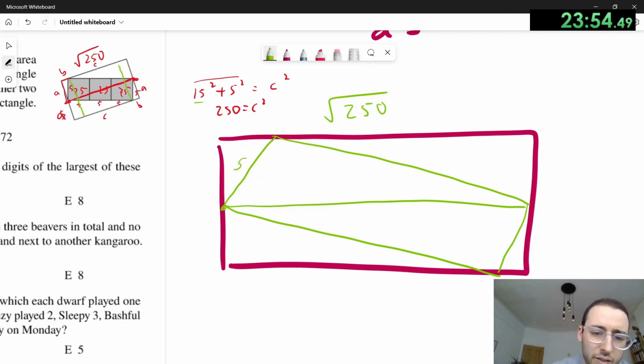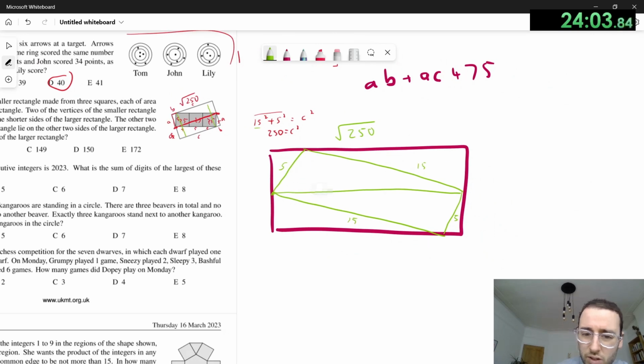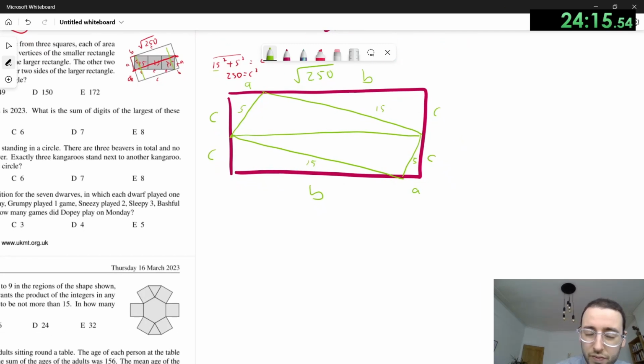This length is 5, this length is 5, this length is 15, this length is 15. I'm trying to find the area of the whole thing. So I need A, B, C, C, B, A, C, C. So I've got A squared plus C squared equals 25. I've got B squared plus C squared equals 225.